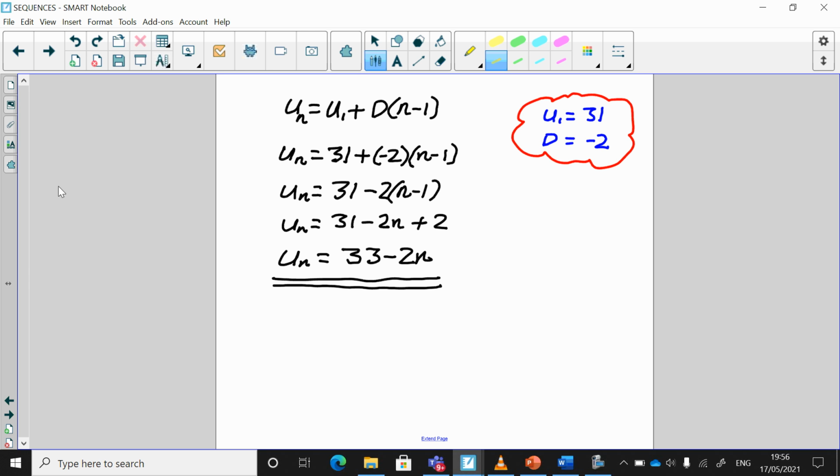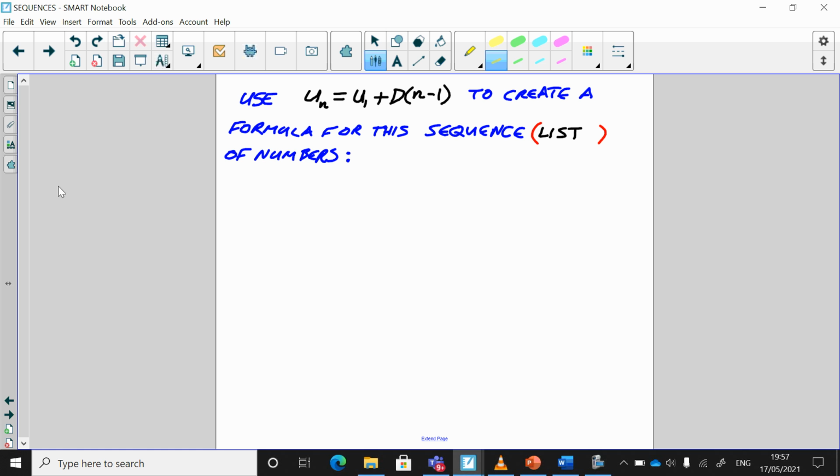So if you want to know about the 10th number in the sequence, just choose 10 in place of n. That'll be 33, take away 2 times 10. 33 take away 20 would be 13. Lucky for some. Okay, we're just continuing with the same scenario here.